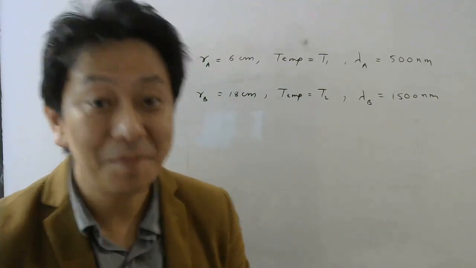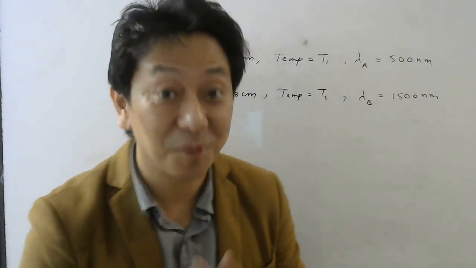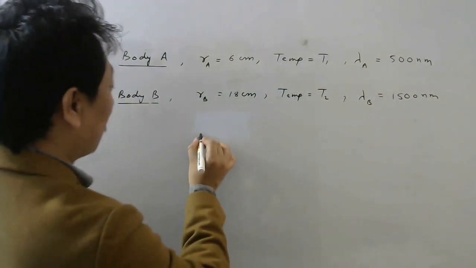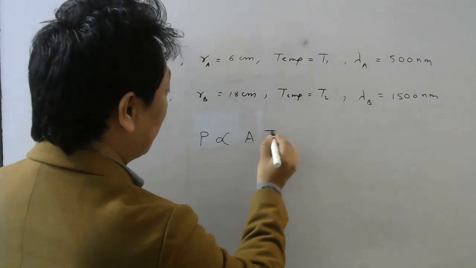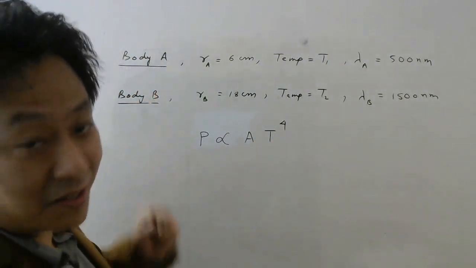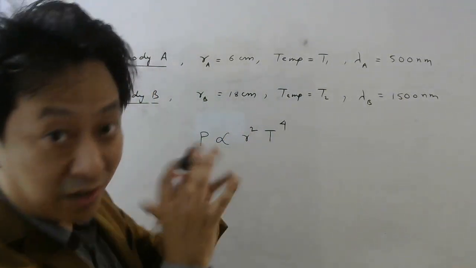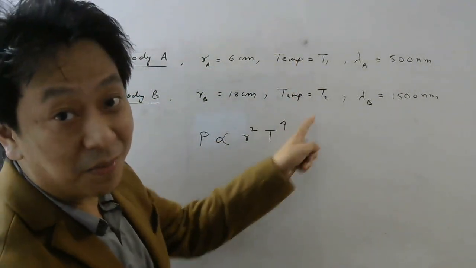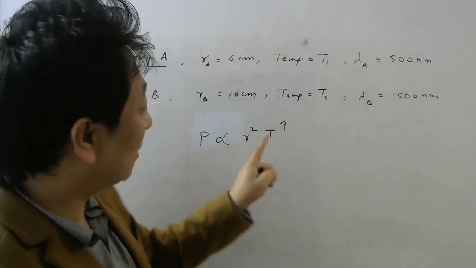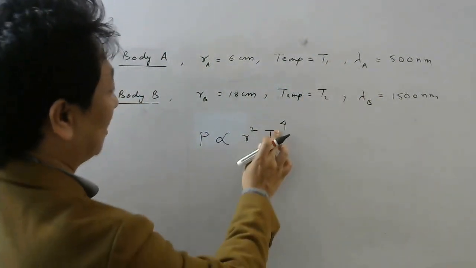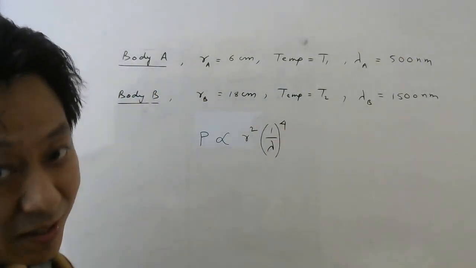Right? A simpler way to solve this problem without writing so many things is by using the concept of proportionality. So we know for a black body, the power emitted is proportional to its area and temperature power 4. Here radius is given and we know area is proportional to radius square for a spherical body. Temperature is not given, but the wavelength at which intensity is maximum, that they have given. And we know that wavelength and temperature are inversely proportional. So I can write this as 1 by lambda, isn't it?